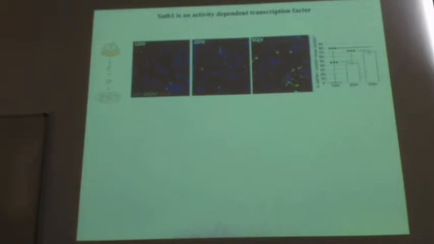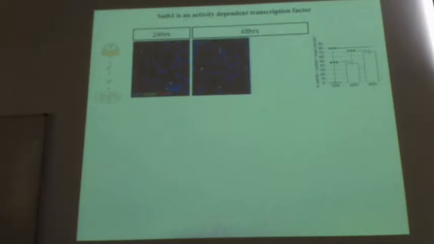So we dissociate the cortex of E14.5 mice, and when we plate the cells after 1 day in vitro, we see that we have very few neurons that express SATB1. After 2 days in vitro, this number is increased, and after 3 days in vitro, the number of interneurons that express SATB1 is 70%.